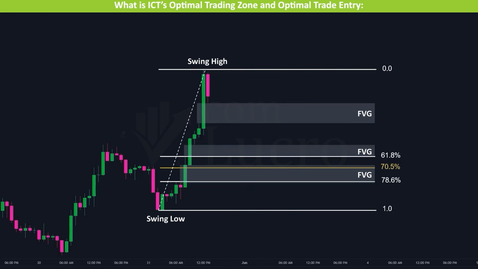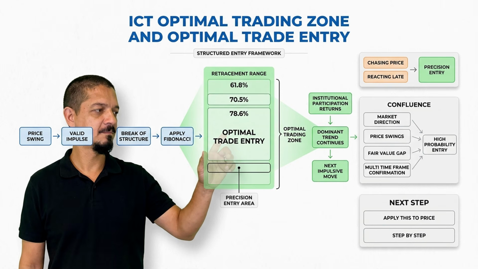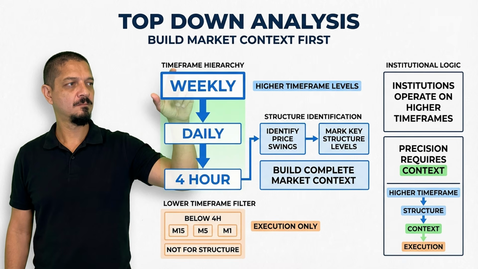By combining market direction, price swings, and optimal entry placement with concepts such as fair value gaps and multi-time frame confirmation, this model creates a clear, repeatable framework for high-probability trade entries. Now, let us apply this directly to price and break down how these retracements develop step by step. As we begin our chart analysis, the first step is identifying the main price swings and key structure levels.